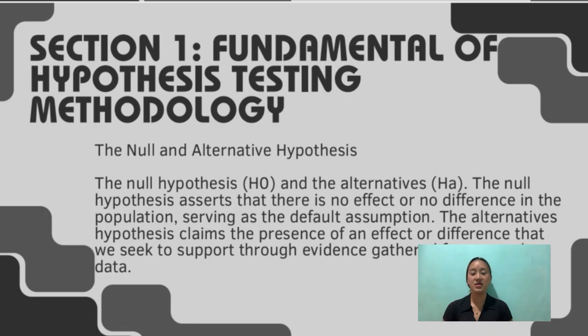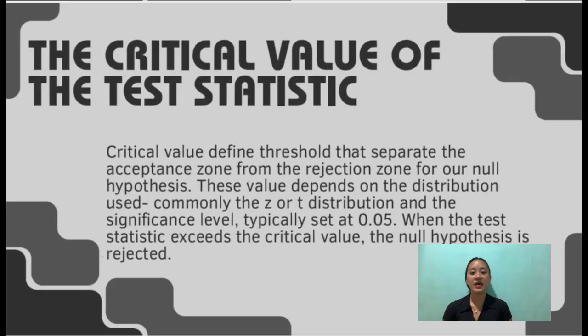So, this is the null and the alternative hypothesis. We start with the foundation of hypothesis testing: the null hypothesis and the alternative hypothesis. The null hypothesis asserts that there is no effect or no difference in the population, serving as the default assumption. The alternative hypothesis claims the presence of an effect or difference that we seek to support through evidence gathered from the sample data. Then next is the critical value of the test statistic.